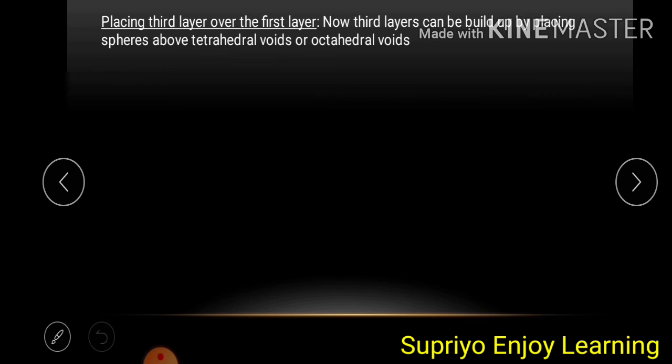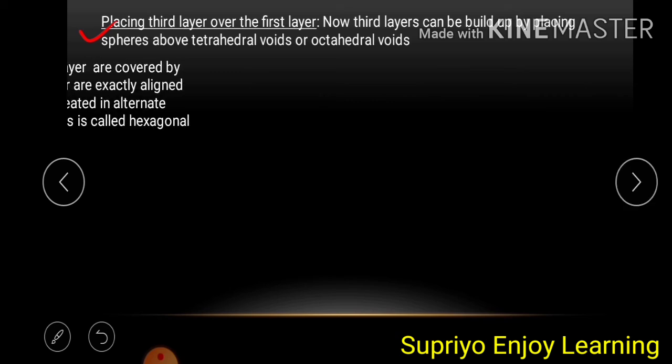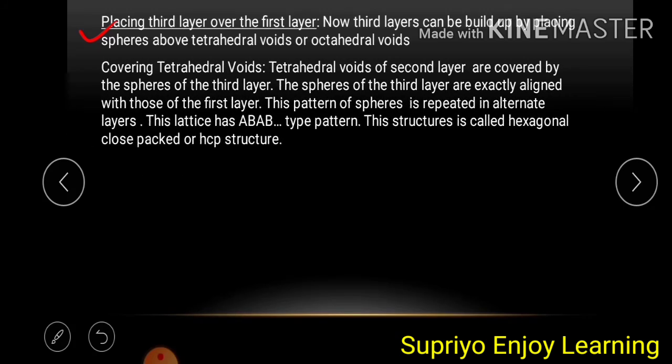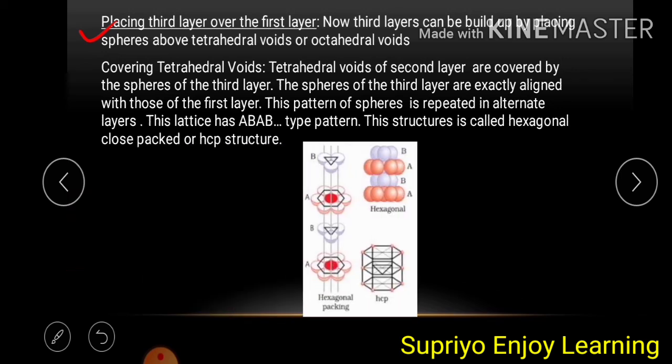Now we will see placing the third layer over the second layer. Third layers can be built up by placing spheres above tetrahedral voids or octahedral voids. There are two types of arrangement possible. Number one is covering the tetrahedral voids. Tetrahedral voids of second layer are covered by the spheres of the third layer.